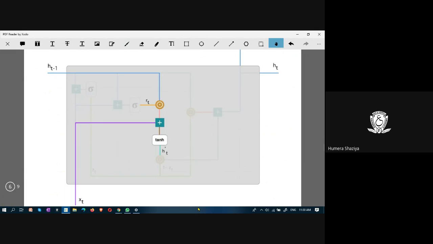RT from the reset gate, element-wise multiplication with the previous output, sum with xt and W, and then take the tanh. Perform the tanh operation on that to obtain HT dash.